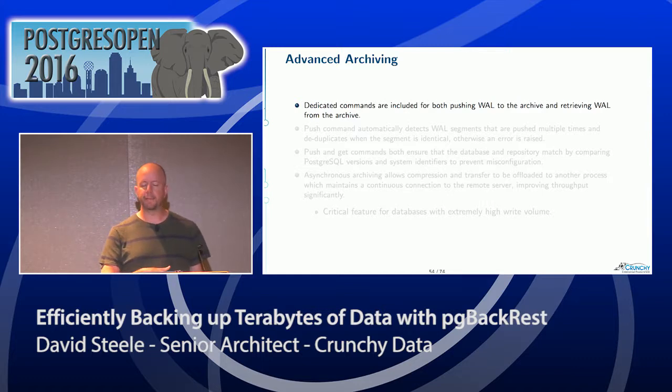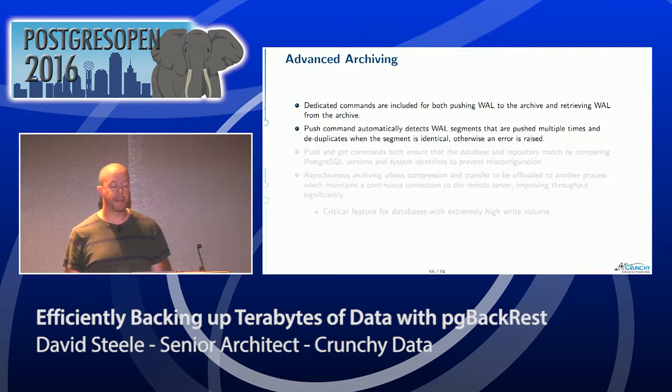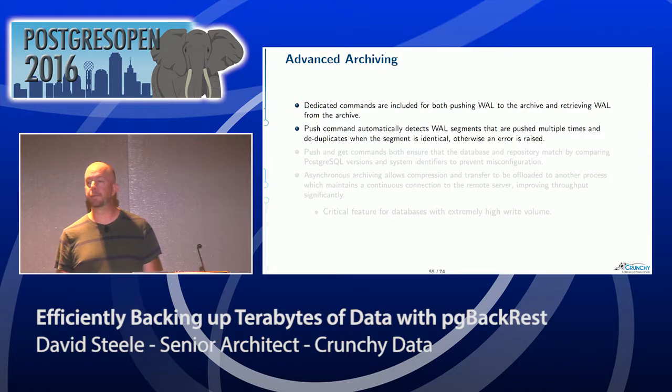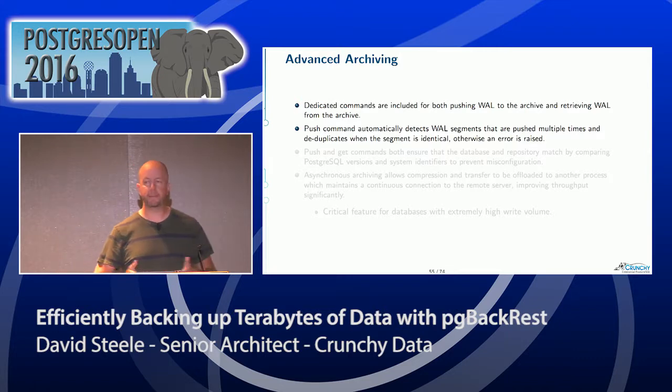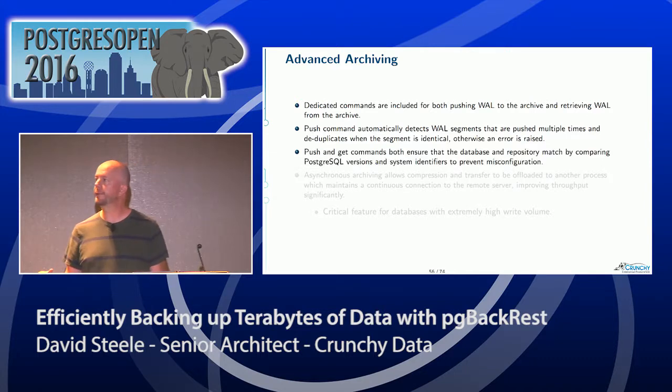So there's dedicated commands for both pushing WAL and retrieving WAL. So you're not using any kind of rsync or cp command or anything like that. You call BackRest and it does the work. The push command automatically detects WAL segments that are pushed multiple times. There's a lot of scenarios where this can happen. So if the segment is actually a duplicate, it just returns success to Postgres and drops it on the floor. If it's different, then it will raise an error, because you should not have the same segment with different checksums. That's a bad thing.